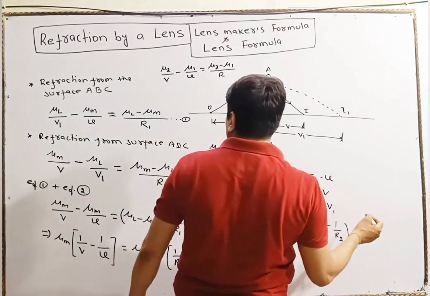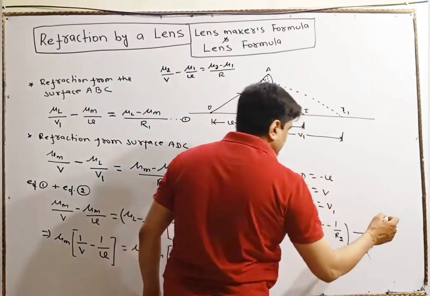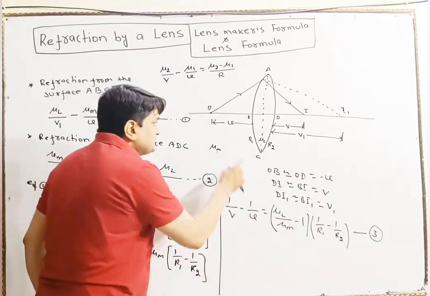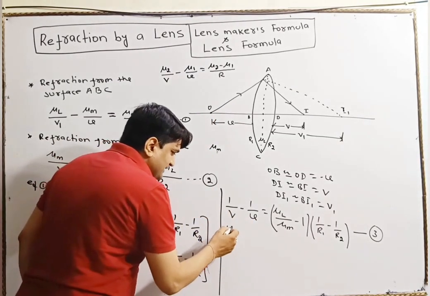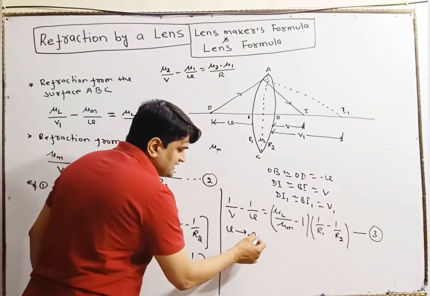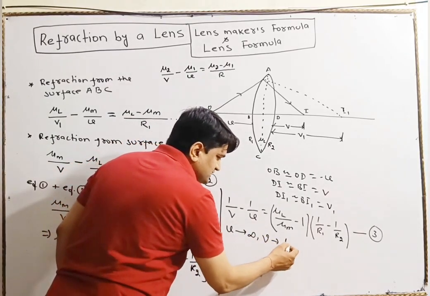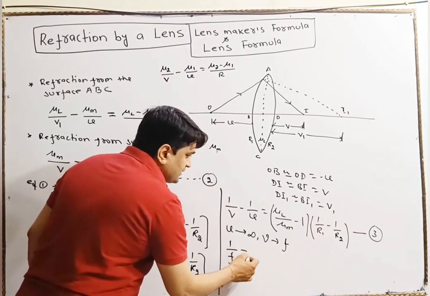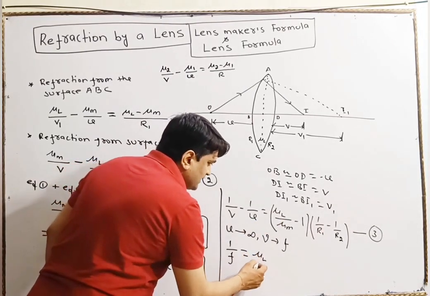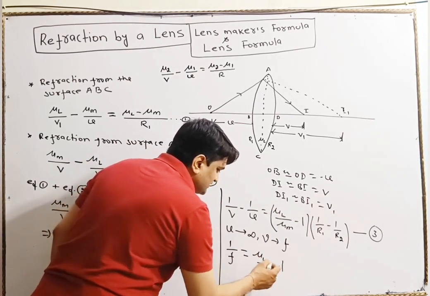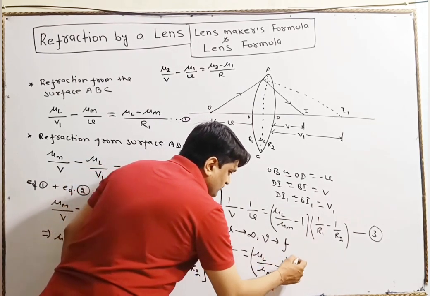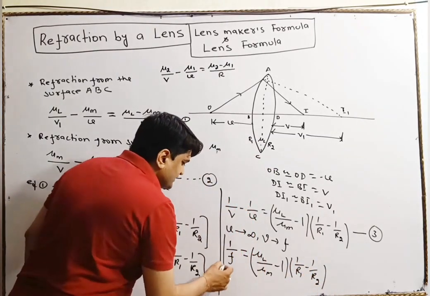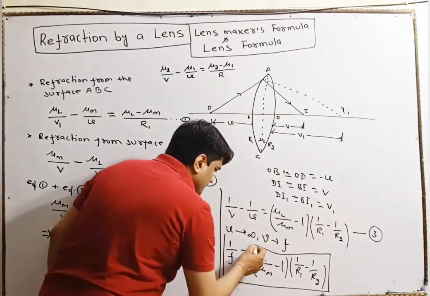This is the first equation. This is equation number 3. Now, if I take the object at infinity, if I take U at infinity, then the final image will be formed at the focus. So this equation becomes 1 upon F equal to (mu L upon mu m minus 1) times (1 upon R1 minus 1 upon R2).